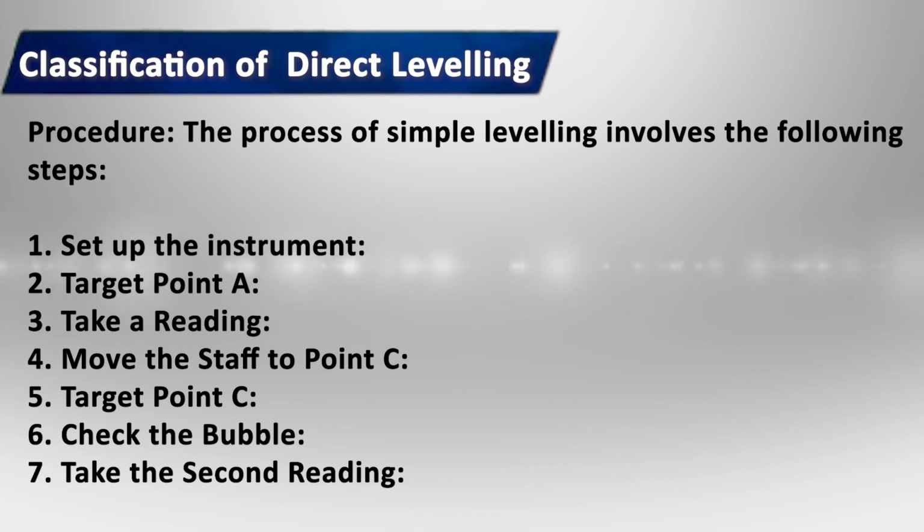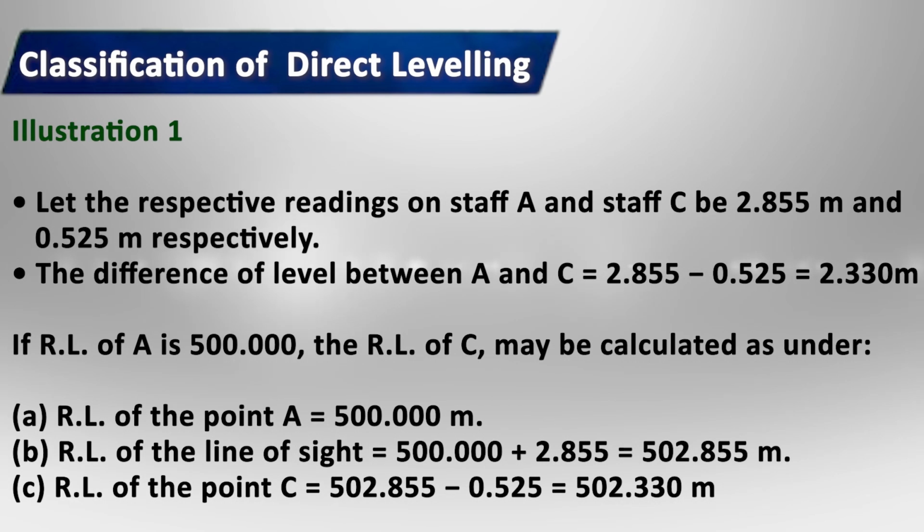We will take the second reading in the next step and record the reading of the central horizontal crosshair on the staff at point C. With this illustration, you can have more detail on this topic. Let us have an example. Let the respective readings on staff A and staff C be 2.855 meters and 0.525 meters respectively as shown in the figure.